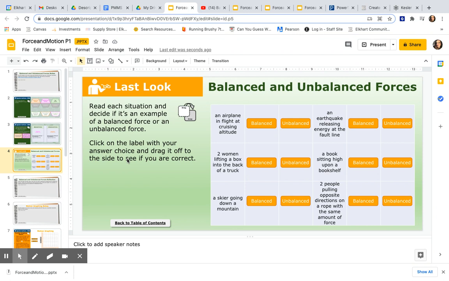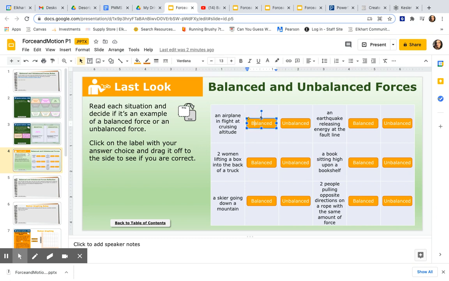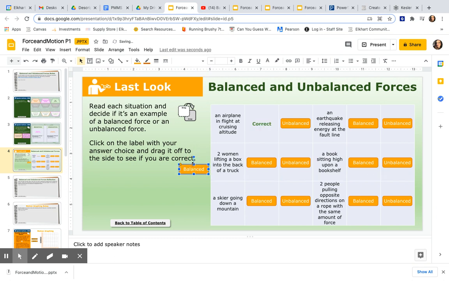Read each situation and decide if it's an example of a balanced force or an unbalanced force. Click on the label with your answer choice and drag it off to the side to see if you are correct. An airplane in flight is cruising at altitude. Would that be balanced or unbalanced? It would be balanced. So you would take and you would move your correct answer right here, and you see you get a correct answer. Okay?